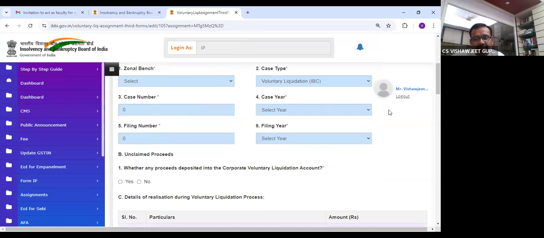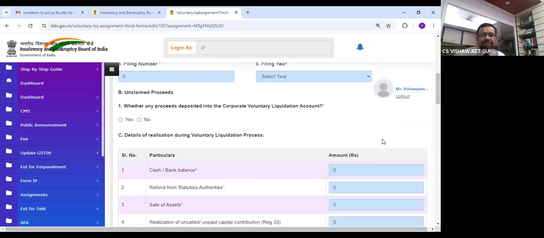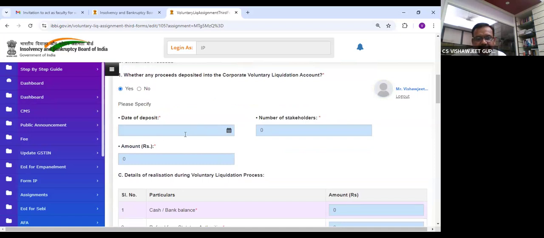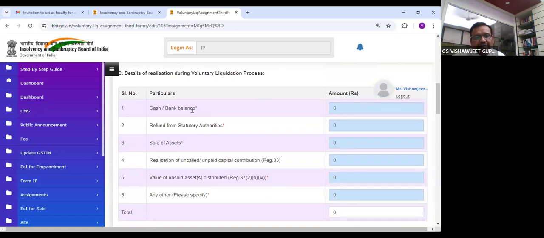Case number, year of the case, whether it is related to 2023 or 2024. Filing number and filing year, 2023-2024. Now unclaimed proceeds, B part says of unclaimed proceeds, whether any proceeds deposited into the corporate voluntary liquidation account. If yes, then date of deposit, for how much number of the stakeholders you have deposited that amount, and the amount you have deposited. If no, then you will have to say no. Then you will have to click on no.